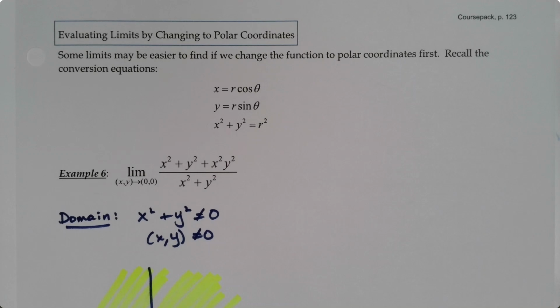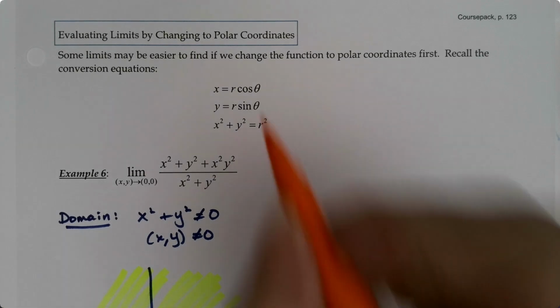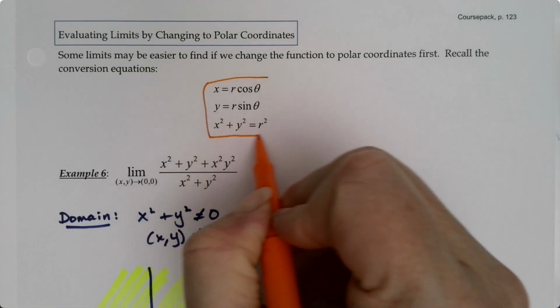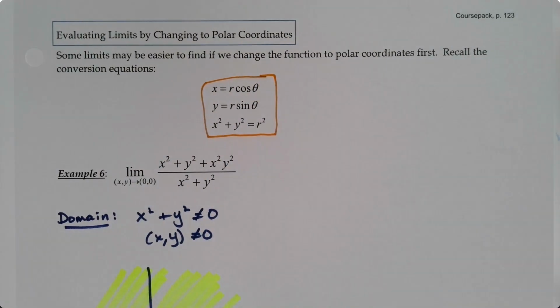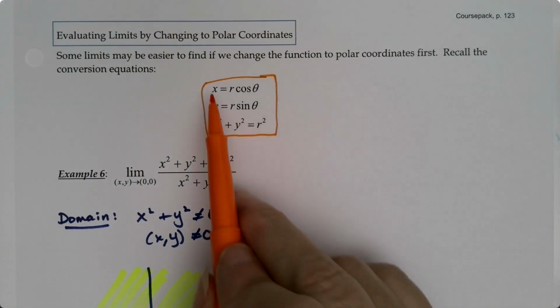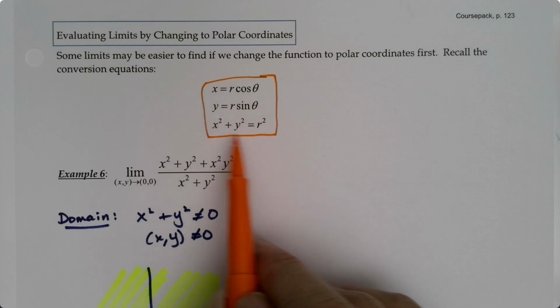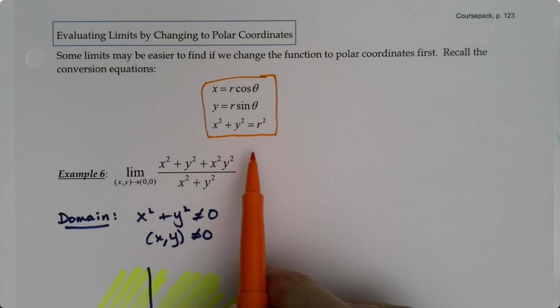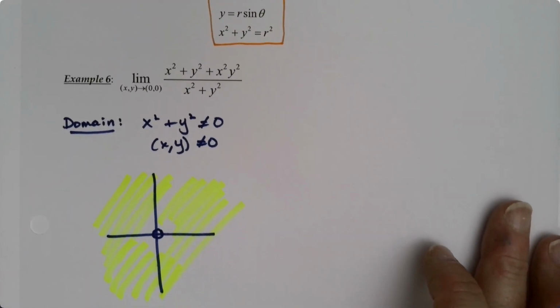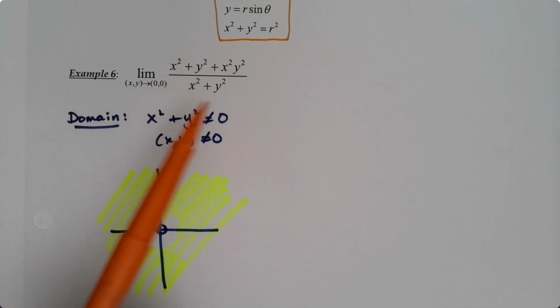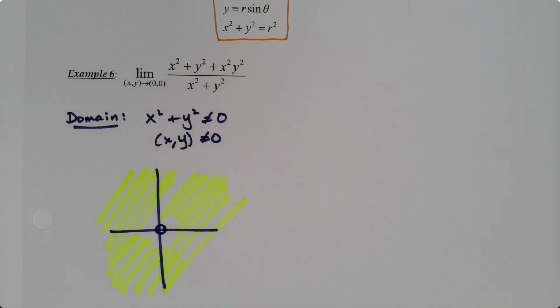Now, before we do that, just remember that in polar coordinates, these three identities are true: x is equal to r cosine theta, y is equal to r sine theta, and x squared plus y squared equals r squared. Okay, so they're asking us on this problem to find this limit. And they're not saying to show that it doesn't exist, right? Because it does. We're actually going to prove that. So what they really want us to show is that there is a limit.